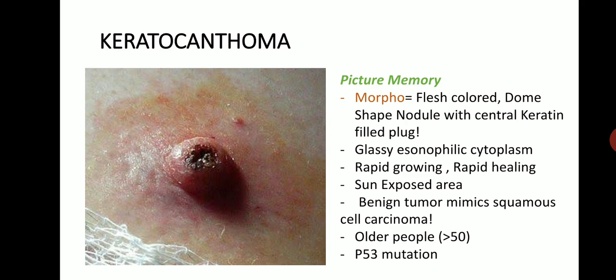Then this benign tumor mimics squamous cell carcinoma. You have to remember this, that it mimics squamous cell carcinoma, since it involves keratin and it's a tumor. It occurs in older people more than 50 years of age with p53 mutation. Now look, older people are more than 50 and p53 is also more than 50. So you can remember by this: 50 years old and above, and p53 mutation.